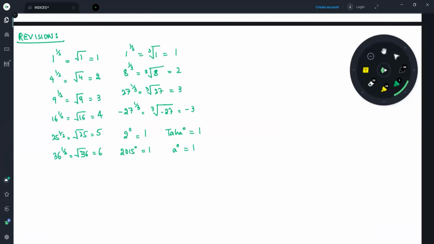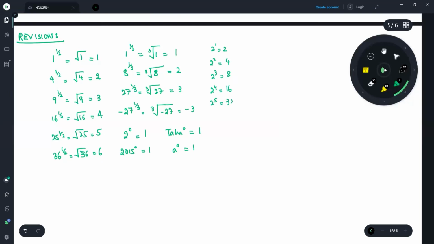Any number, letter, or alphabet raised to the power 0 is going to be 1. Then 2 to the power 1 is 2. 2 squared is 4. 2 cubed is 8. 2 to the power 4 is 16. 2 to the power 5 is 32. 2 to the power 6 is 64. 2 to the power 7 is 128. 2 to the power 8 is 256. 2 to the power 9 is 512. And 2 to the power 10 is going to be 1024.